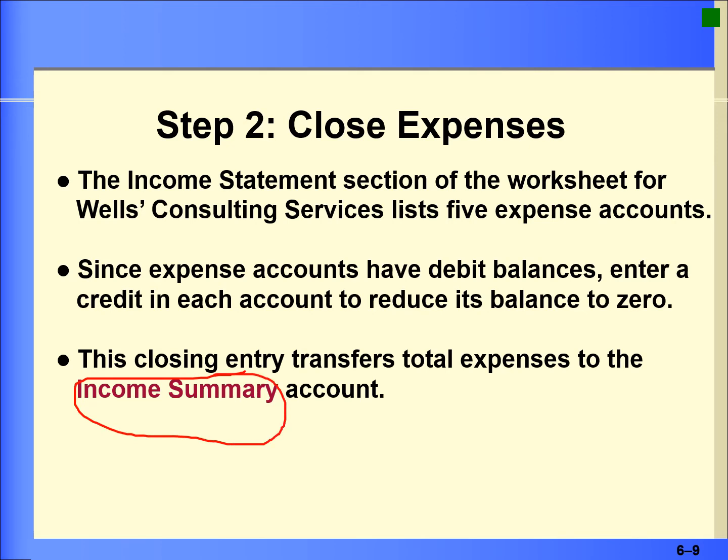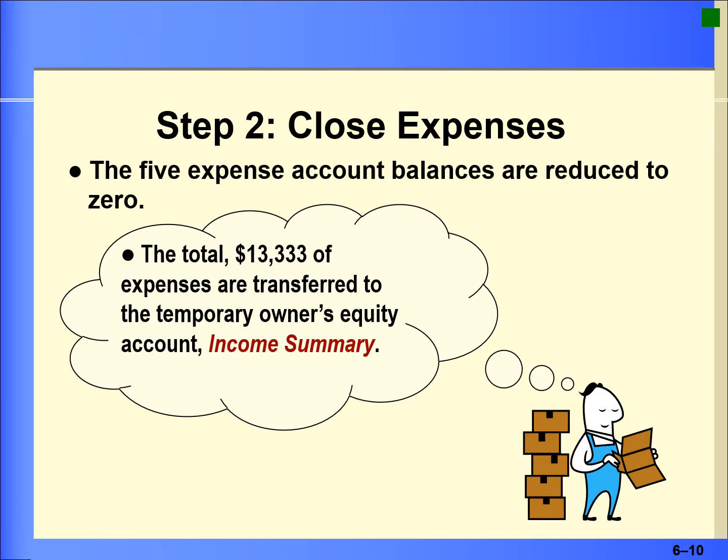And remember, expense accounts have what? Debit balances, and so in order to get these balances to go to zero, we're going to have to credit all of the expense accounts and then post them to the ledger. So in the example we're going to show you in a moment, there's actually 5 expense accounts, and once you close those to zero, if you add them up, the total is going to be $13,333. That's going to be debited to the income summary account.